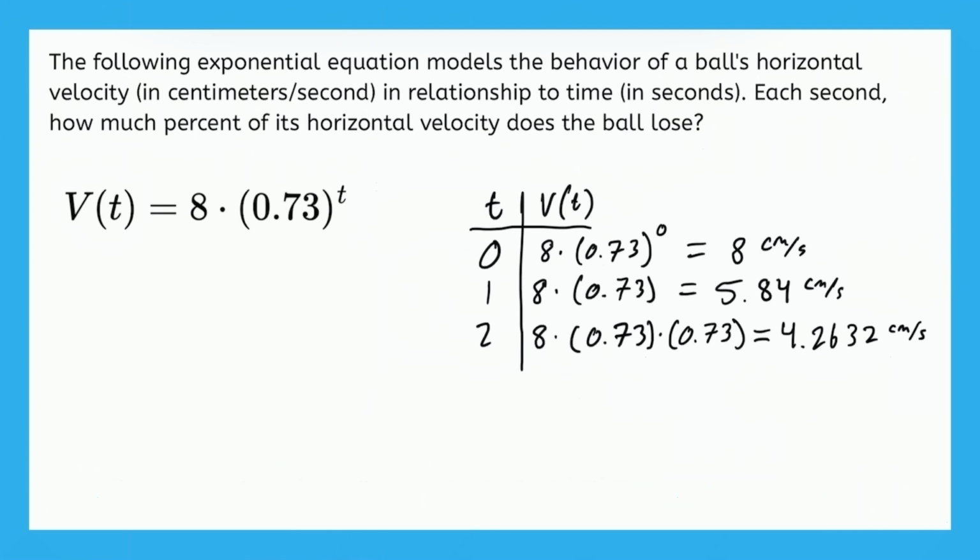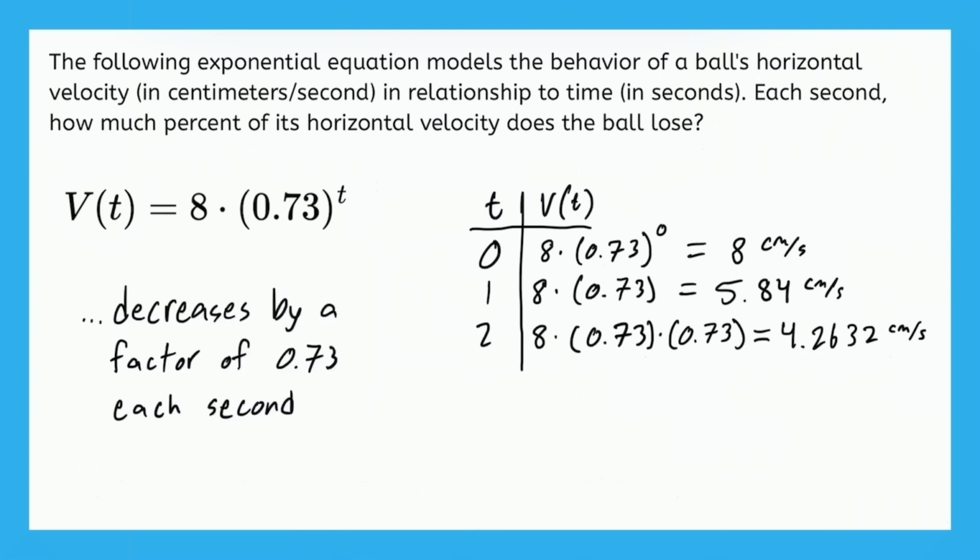So before we describe this change as a percent, let me just tell you one way that we can describe this is the following. We can say that the velocity decreases by a factor of 0.73 each second.